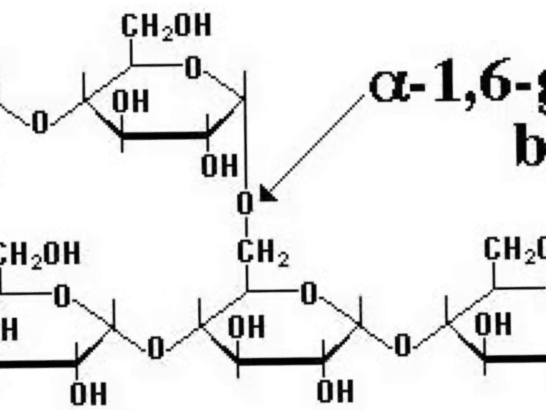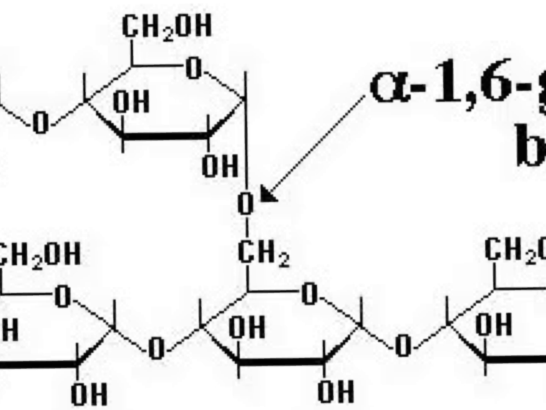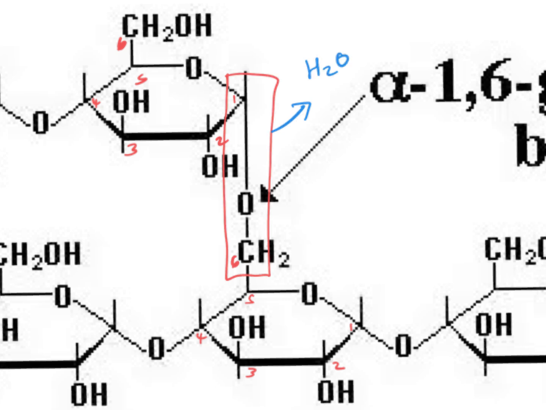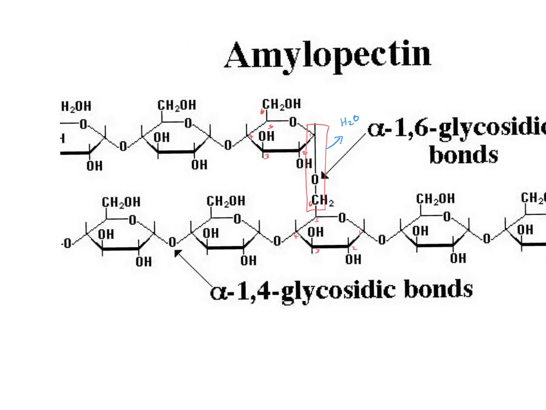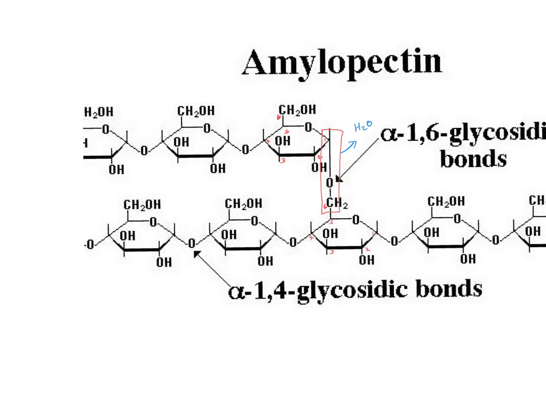So what that means is, if I show you the number of the carbons again, you've got carbon 1, 2, 3, 4, 5, 6. And on this one, carbon 1, 2, 3, 4, 5, 6. This is a covalent bond forming between carbon 1 and carbon 6. So again, a water molecule has been released. This is a condensation reaction, but what it does is form a branching off point. So instead of just one long helical chain, you can now get a structure that has branches coming off it.